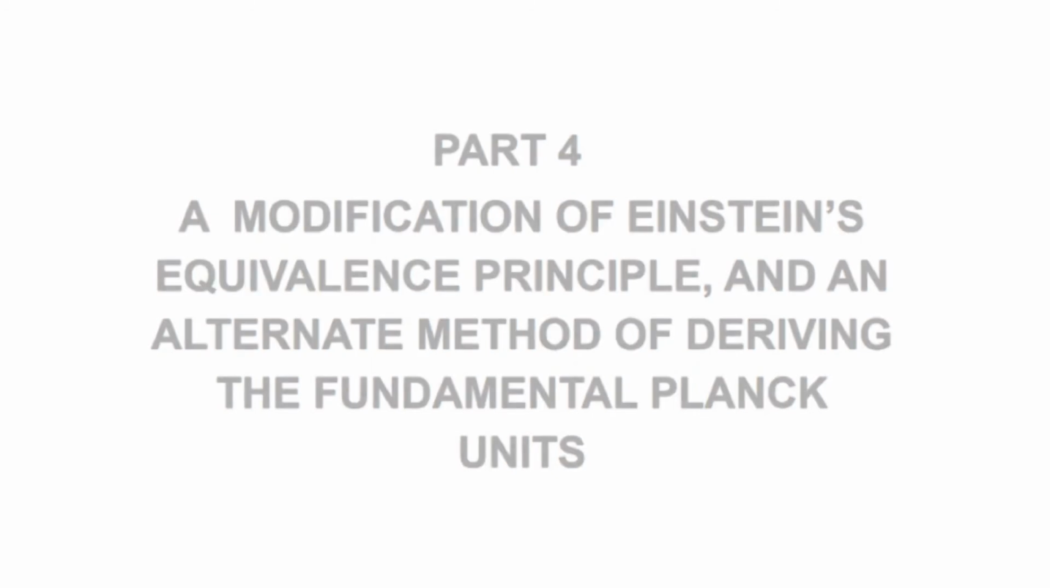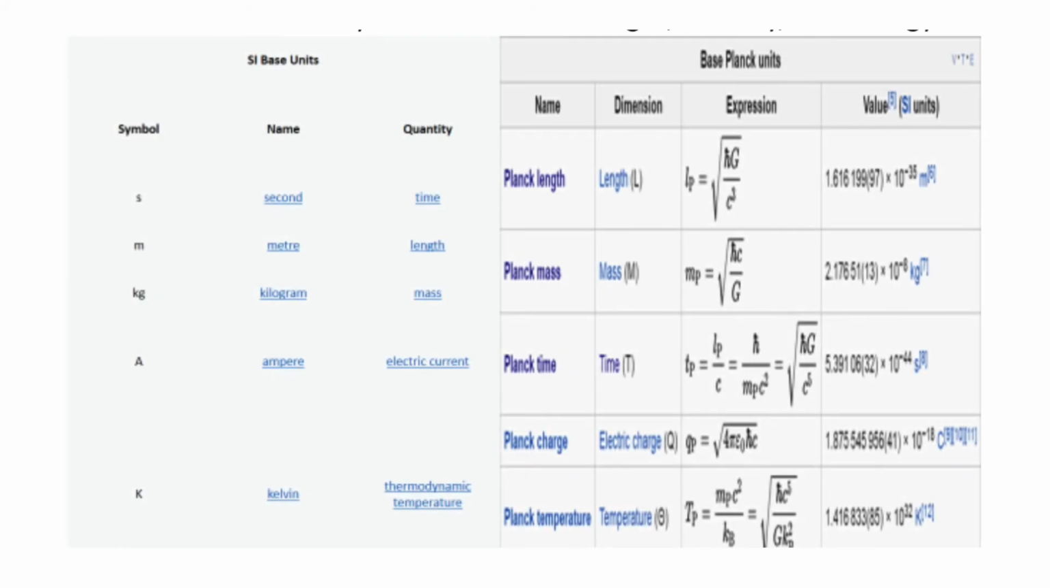Part 4. A modification of Einstein's equivalence principle, and an alternate method of deriving the fundamental Planck units. The SI unit measurement system is accepted by mainstream physicists as being composed of the 5 fundamental unit parameters of kilograms, meters, and seconds, which represent mass, length, and time, as well as the Coulomb and Boltzmann constants.